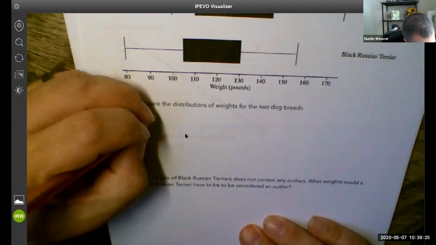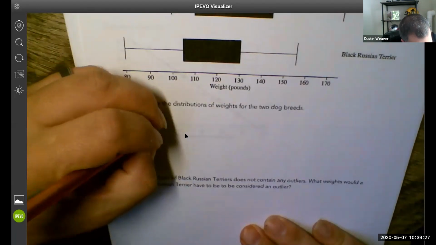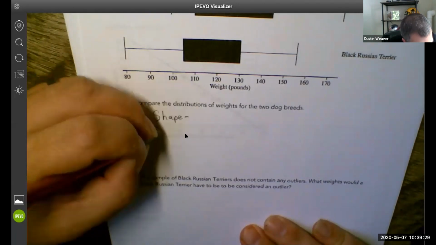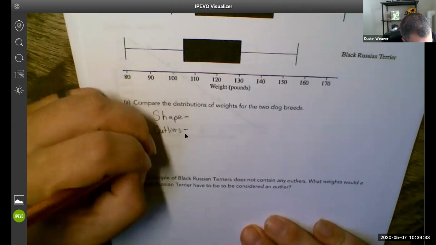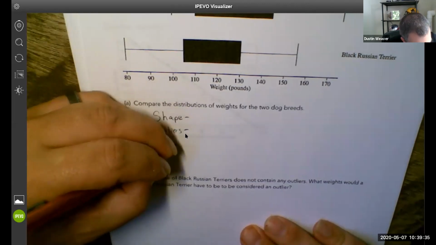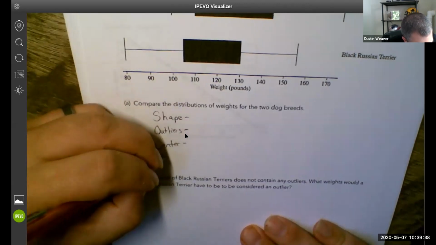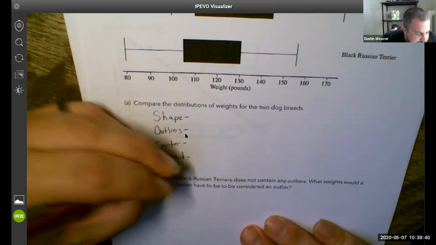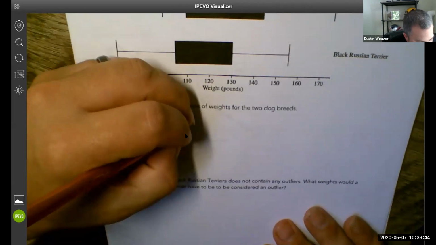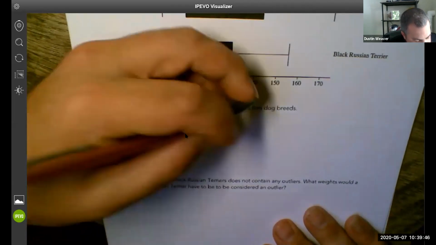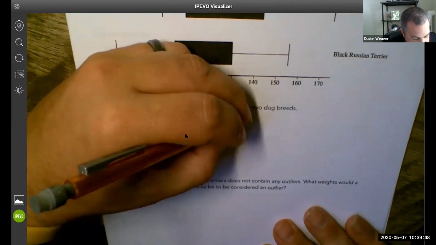First, we're going to write down the things that we would need: shape, outliers, center, spread. First of all, shape cannot be determined from box plots. We talked about that yesterday.